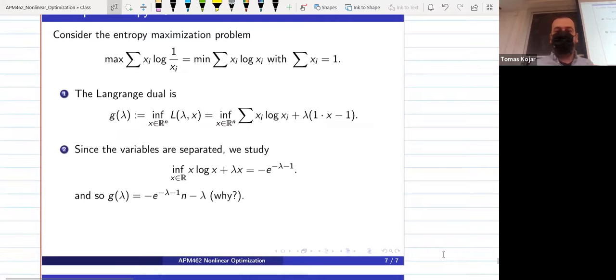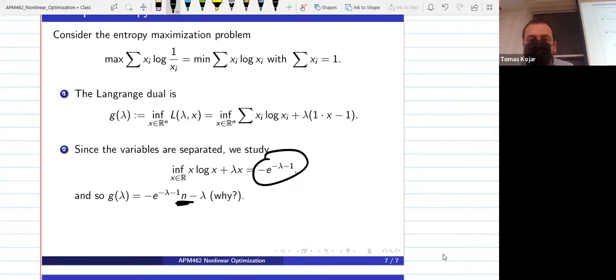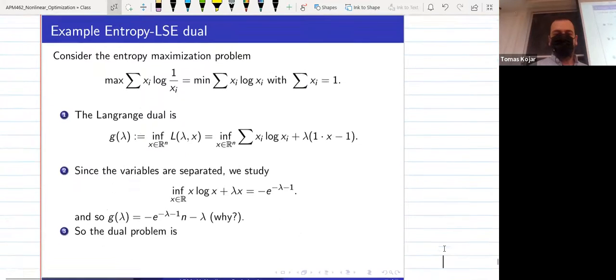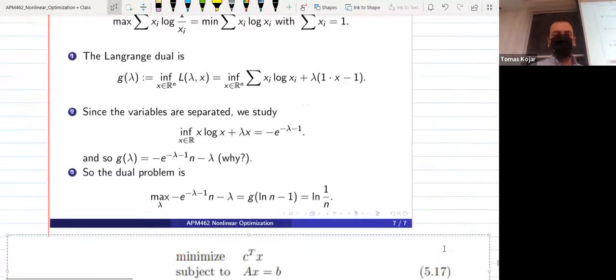And then you plug in, yeah, so I plugged it in over here. So I have n of them, right? So you're going to have summation of the infimum of these guys. So that's how I got -1 n. And the lambda was from here. All right. Anyhow, I'll just finish here.